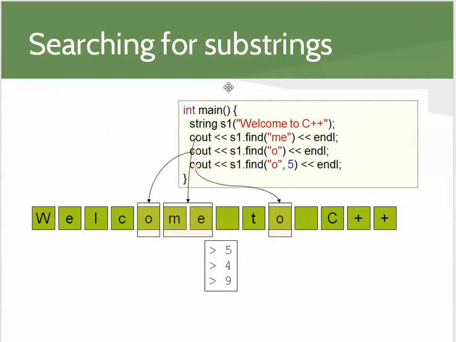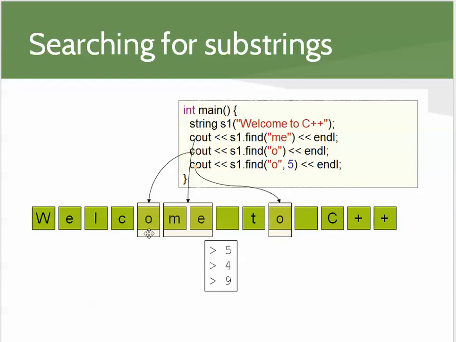We can search for particular substrings. So s1.find will scan through the entire string looking for the substring me. Once it finds it, it'll return the index where it found it. So 0, 1, 2, 3, 4, 5, it found me at index 5.